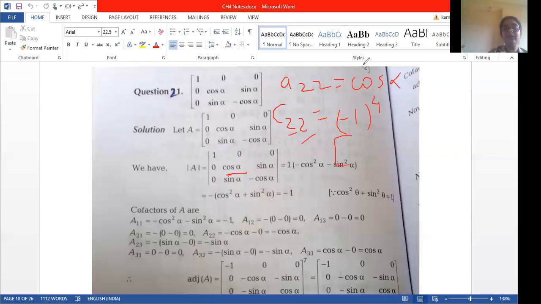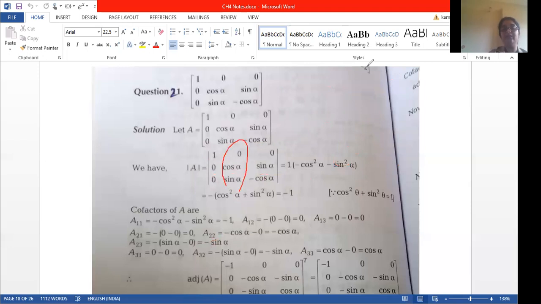Now leaving the row and the column in which cos alpha lies, what are we left with? 1 into cos alpha minus 0 into 0, which is 0. So you have minus 1 to the power of 4, which is 1. 1 into cos alpha is cos alpha. So your C22 value or A22 value is cos alpha. Wait a minute, it is coming. A22 value is what?